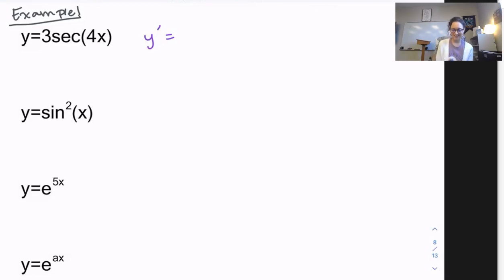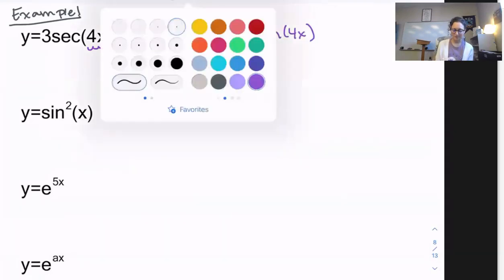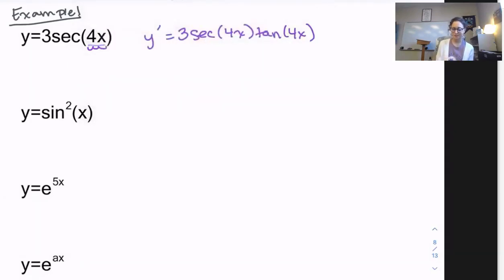It's secant x tan x, okay? But instead of x, I have to hold the baby in where I would normally write x. So the 3 comes with me. Then I'm going to have secant of 4x tan of 4x. So that's the derivative of the outer holding the inner, and then times the derivative of the inner, so times 4. So just cleaning this up a little bit, I've got 12 secant of 4x times tangent of 4x.